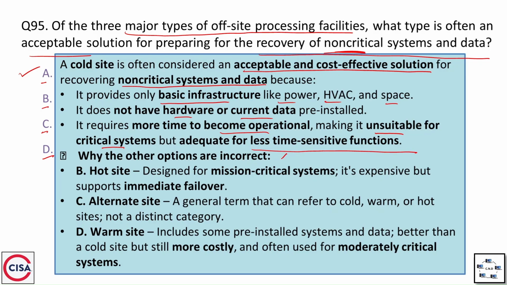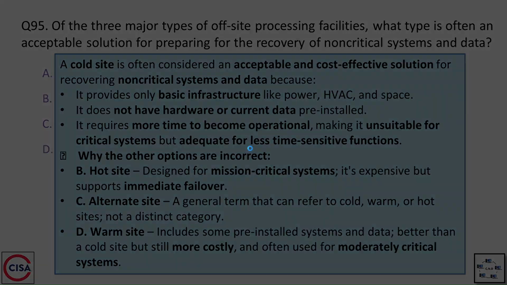Why the other options are incorrect? Option B, hard site, is designed for mission-critical systems. It is expensive but supports immediate failover. Option C, alternate site, is a general term that can refer to a cold, warm, or hard site but is not a distinct category. And option D, warm site, includes some pre-installed systems and data, better than a cold site but still more costly and often used for moderately critical systems.